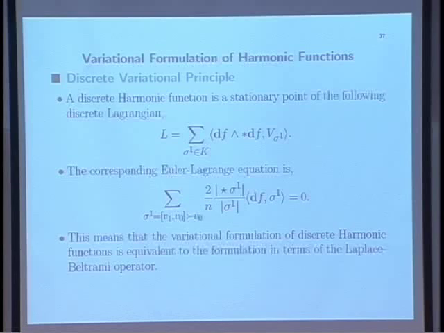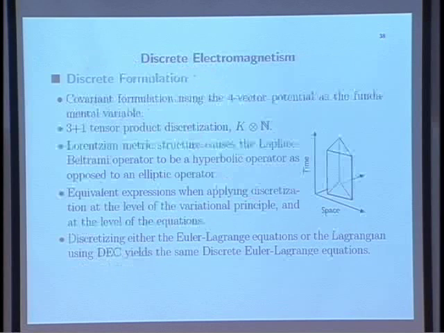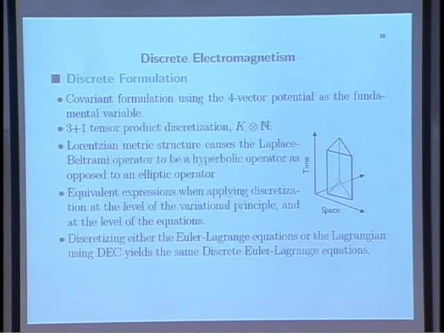Okay? So a similar thing happens in discrete electromagnetism. So what you want to do with electromagnetism now is to take a covariant formulation using the 4-vector potential as your fundamental variable. You do a 3+1 tensor product discretization, which is to say that you discretize the spatial component using a simplicial complex, and you discretize time by just taking time slices. So instead of having a simplex now, you have these prismal-like objects. So it's sort of a simplex in just the space direction, but the time direction is just an interval. Okay, so it looks like a prism.